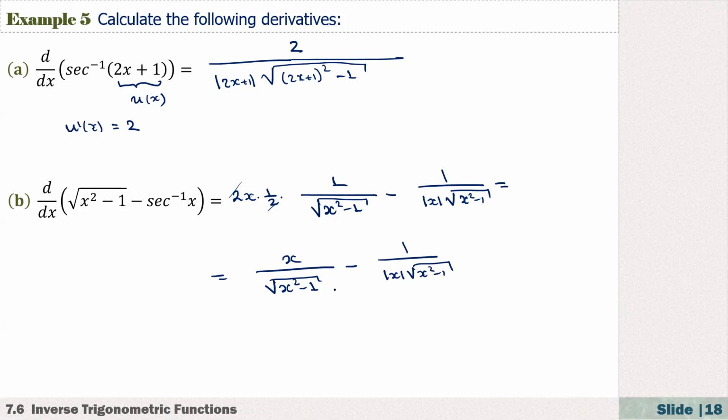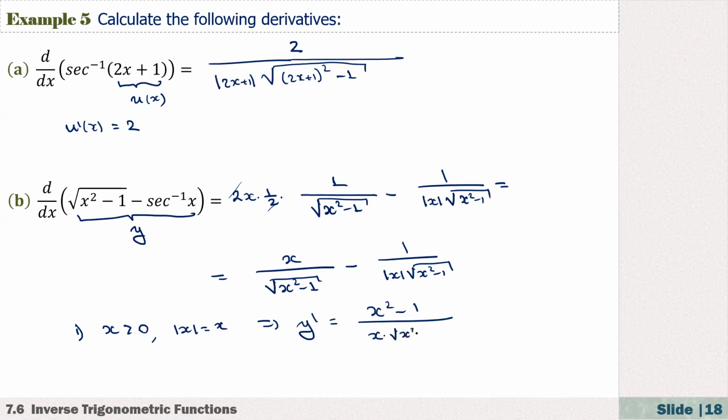So now we can just get the answer. Let's say the first case is, suppose that x is positive. At that time, the absolute value of x is equal to x. So from here, let's say the function is y, then y prime will be equal to, the common denominator is x times the square root of x squared minus 1. So in the numerator, we will have x squared minus 1 over x times the square root of x squared minus 1, okay?